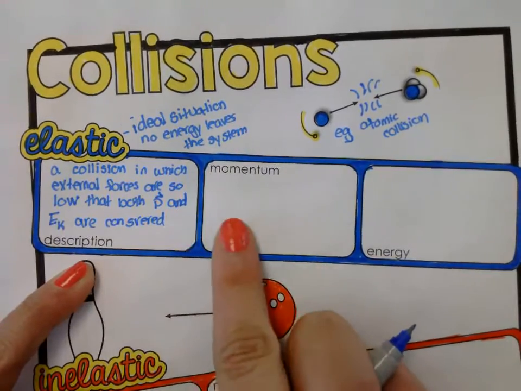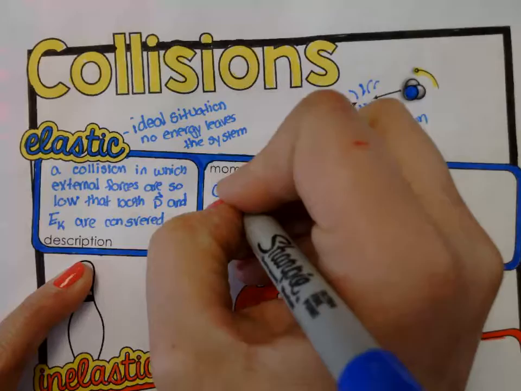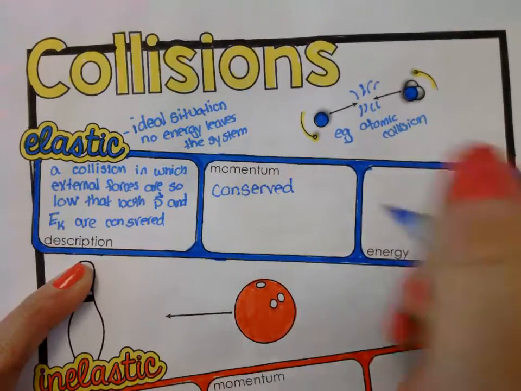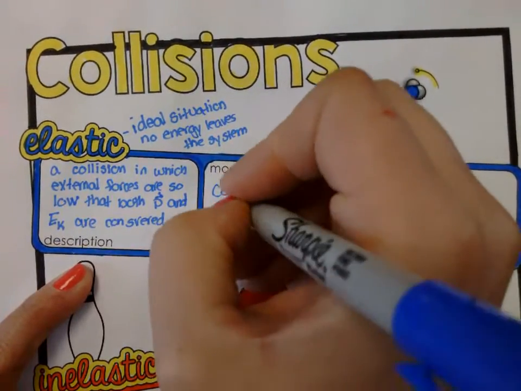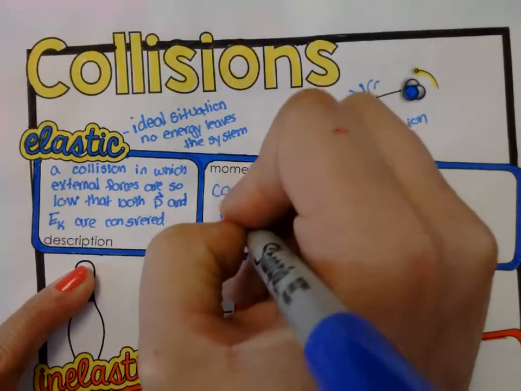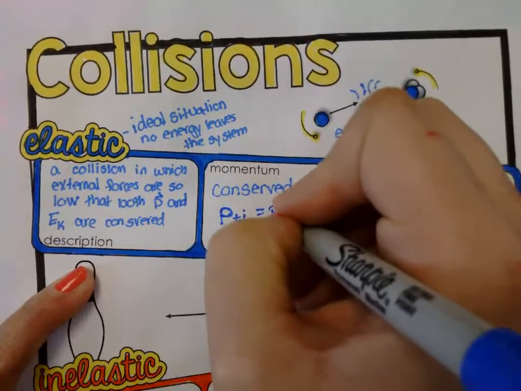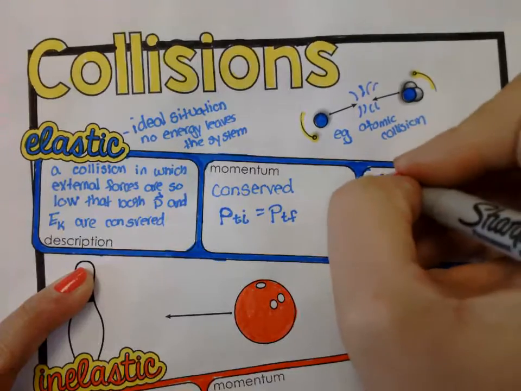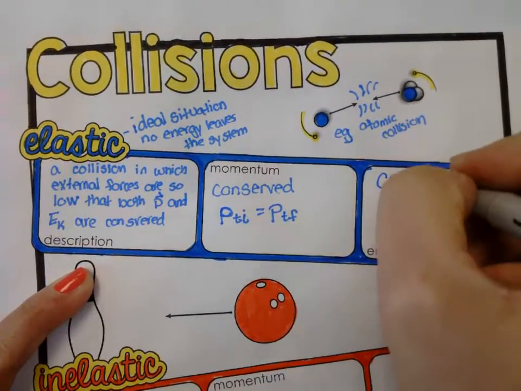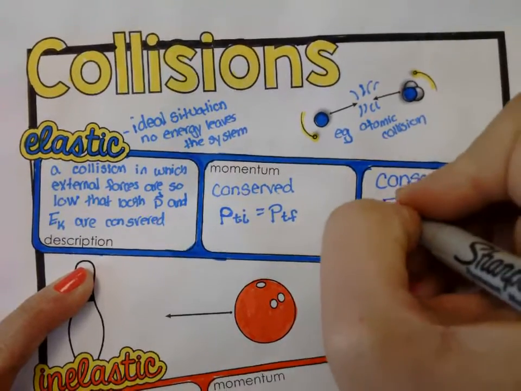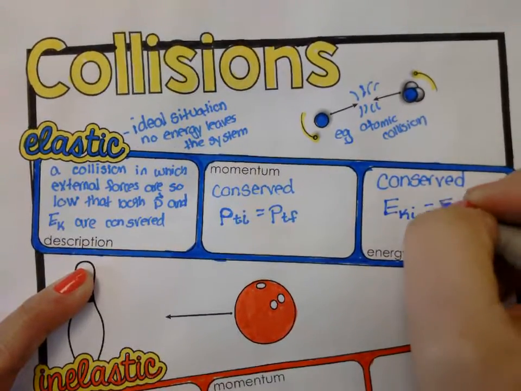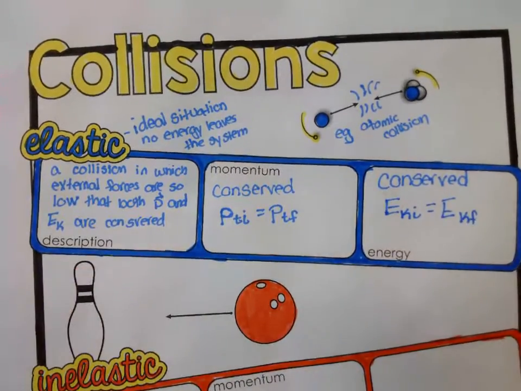So momentum in an elastic collision is conserved. So we're going to write conserved across here so we know that that is conserved. So if momentum is conserved, the momentum initial is equal to the momentum final. And our energy is conserved as well. So we can say our kinetic energy initial is equal to our kinetic energy final.